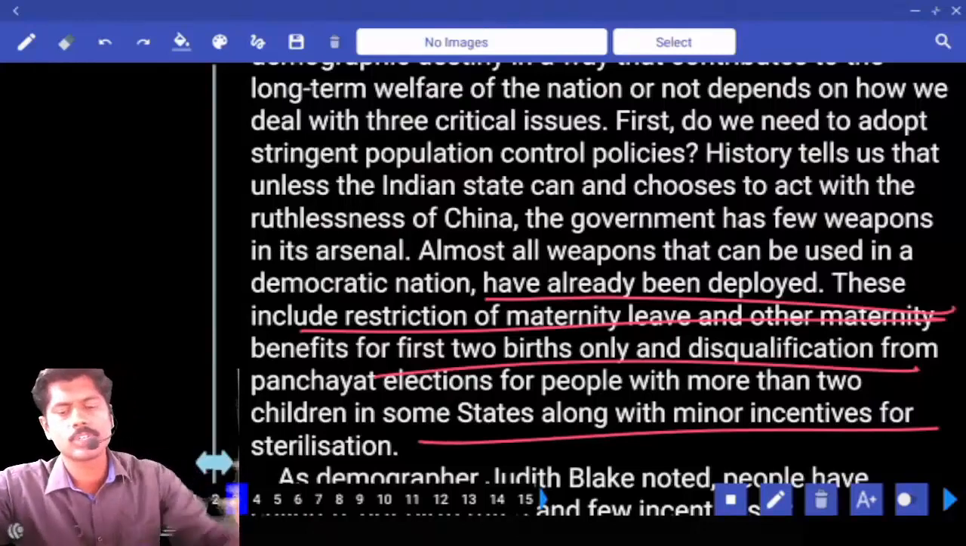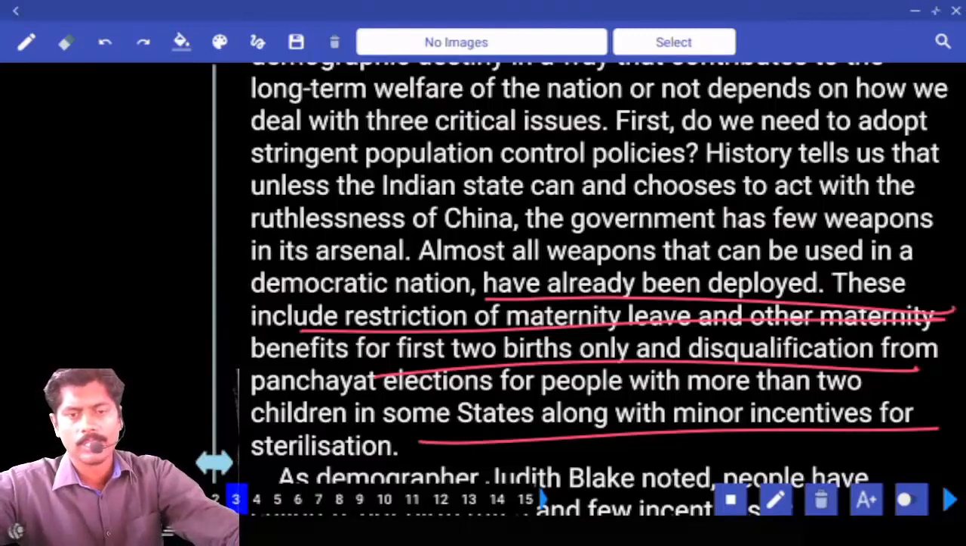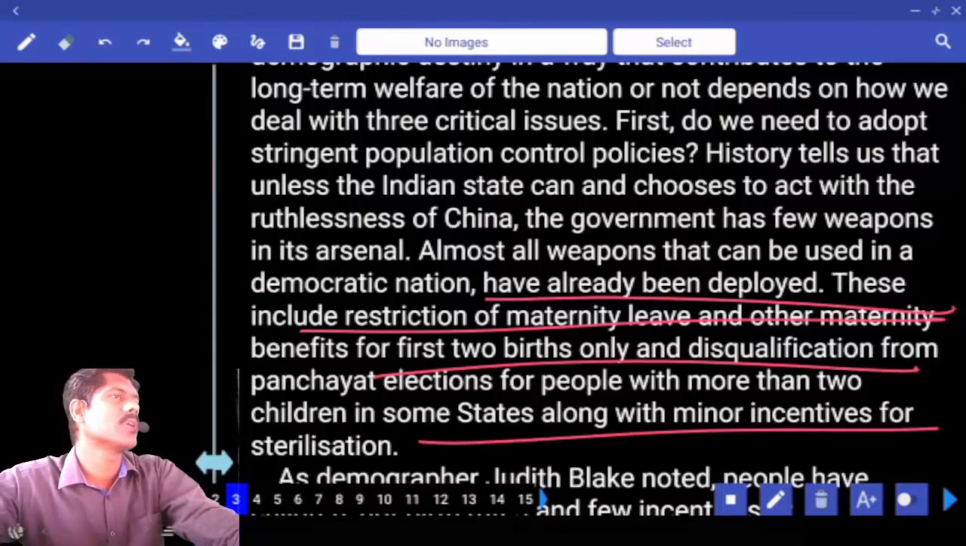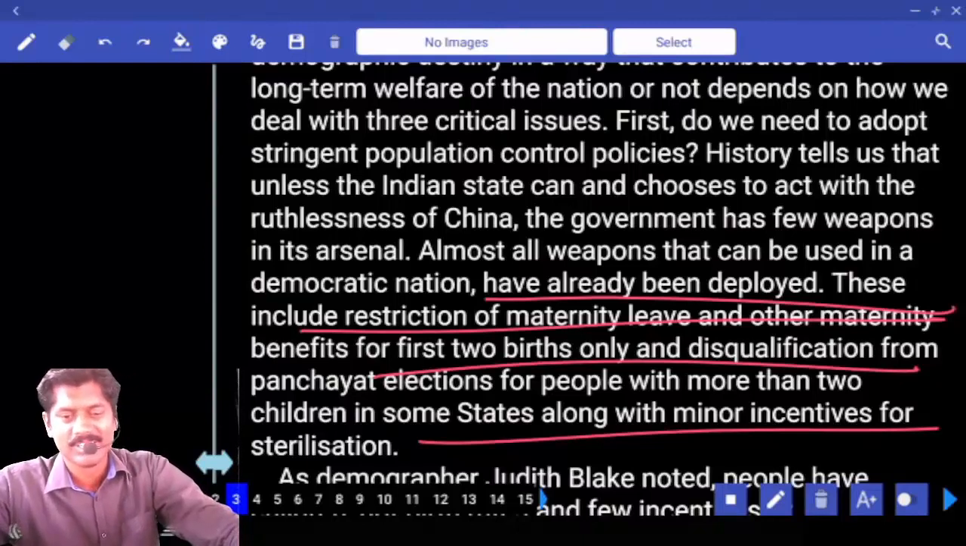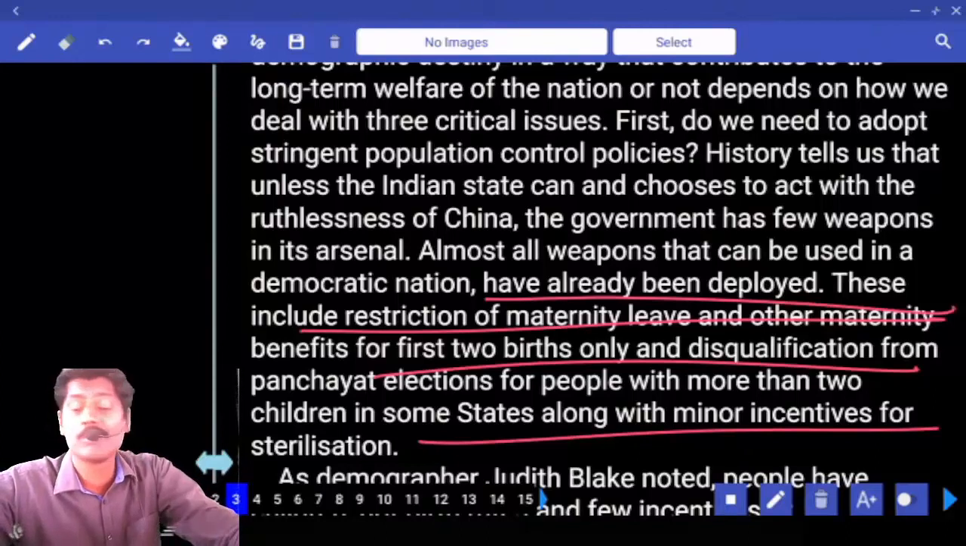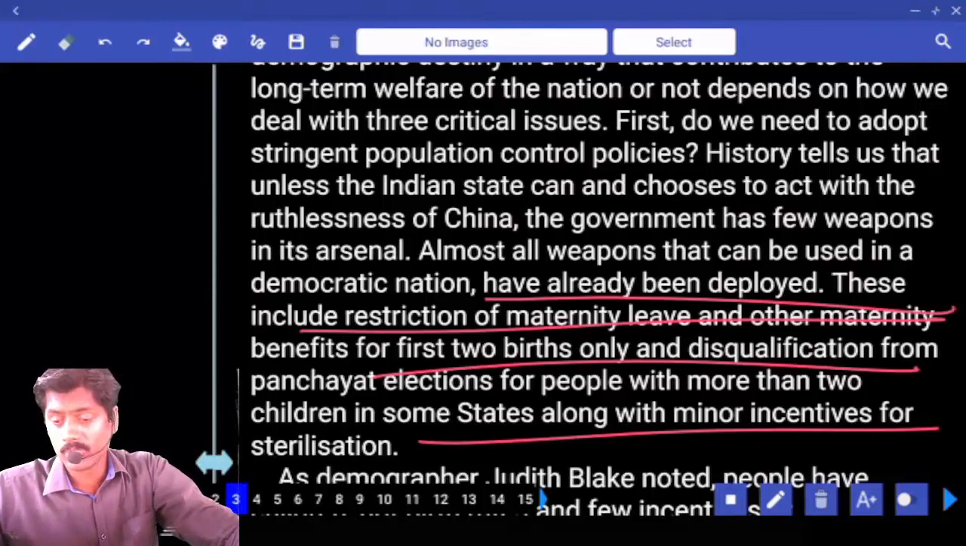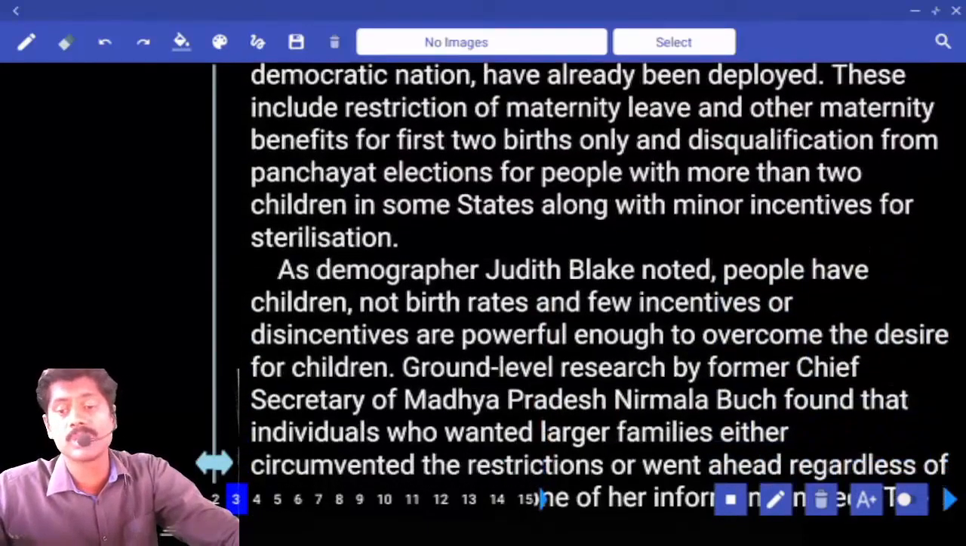These include restriction of maternity leave and other maternity benefits. So what is he saying here? The government has weapons and the government has already used all the weapons to control the population. Have already been deployed. These include restriction of maternity leave, means people are not allowed maternity leave and other maternity benefits except for the first 2 births, and disqualification from panchayat elections for people with more than 2 children in some states, along with minor incentives of sterilization.